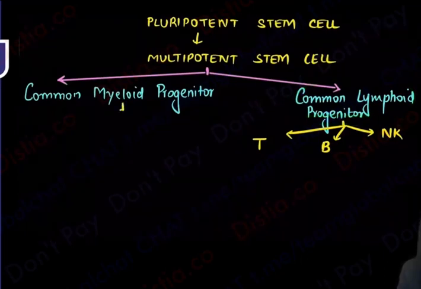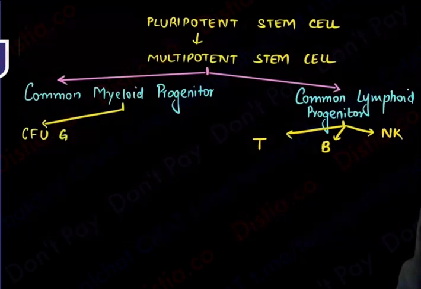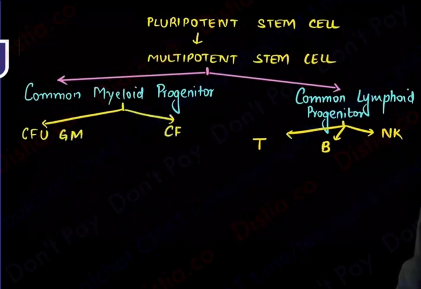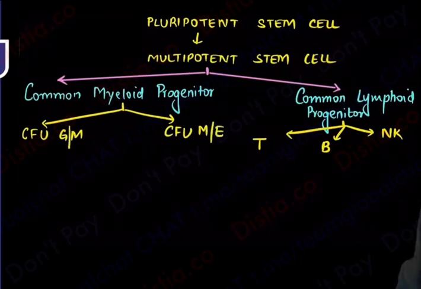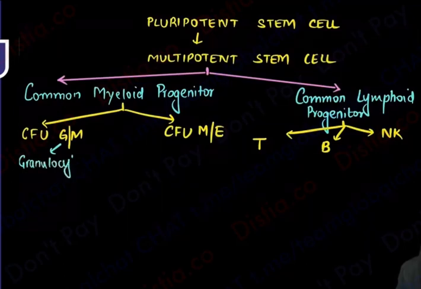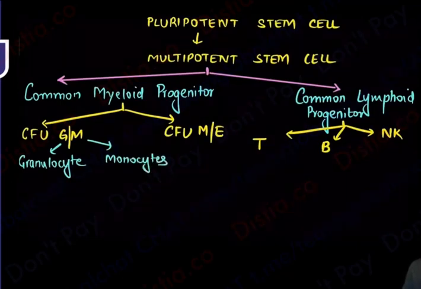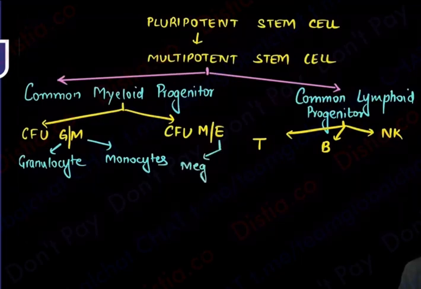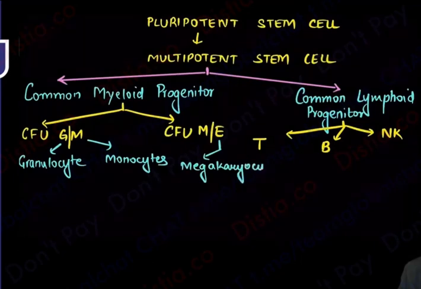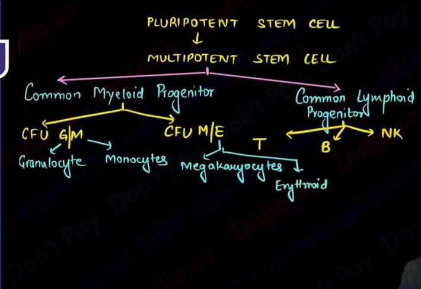So now remember, the myeloid progenitor gives rise to colony forming units. CFU stands for colony forming unit, that is GM. And then there is a colony forming unit, that is ME. What do I mean by GM and ME? G stands for granulocytes, and M stands for monocytes. Similarly, when I write colony forming unit ME, you will say, okay, WBCs are done, but what about platelets? What about megakaryocytes? So CFU-ME, M stands for megakaryocytes, and E stands for what? E stands for the erythroid lineage, means the red blood cells.